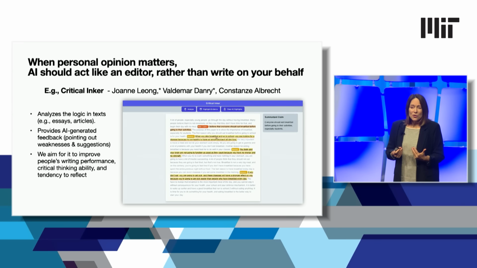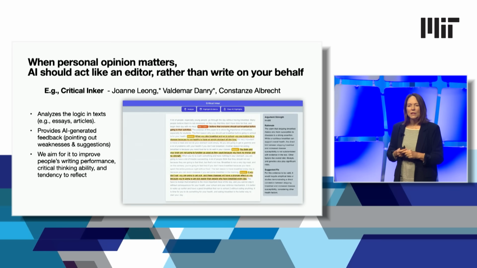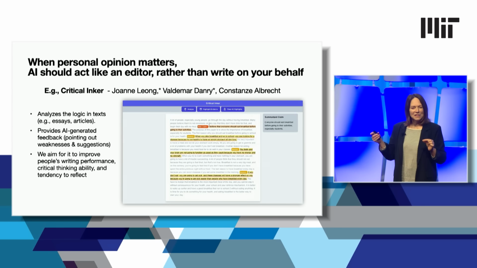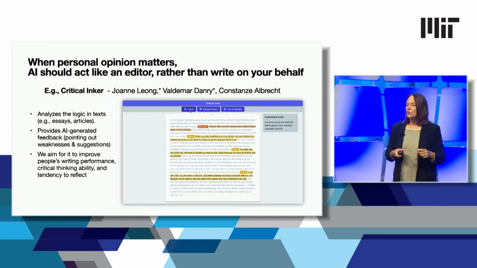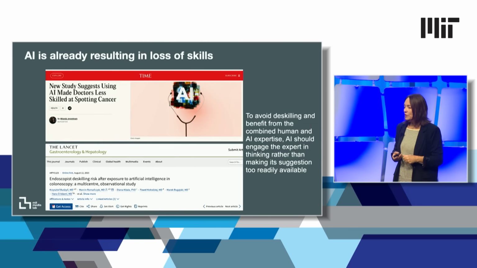So we think there are solutions for this. Again, we are developing, for example, in the area of AI that assists with writing, a system called Critical Inker that acts more like an editor that tells you, this is a good point you're making, but you need more proof or more evidence for this point. Or maybe here you could use an example, etc. Teaching people to write rather than doing the thinking and writing for them.